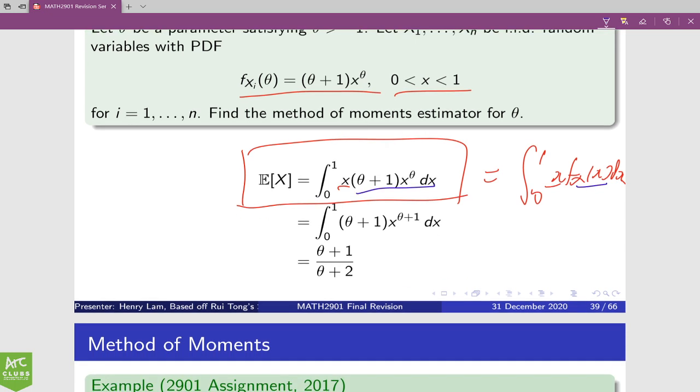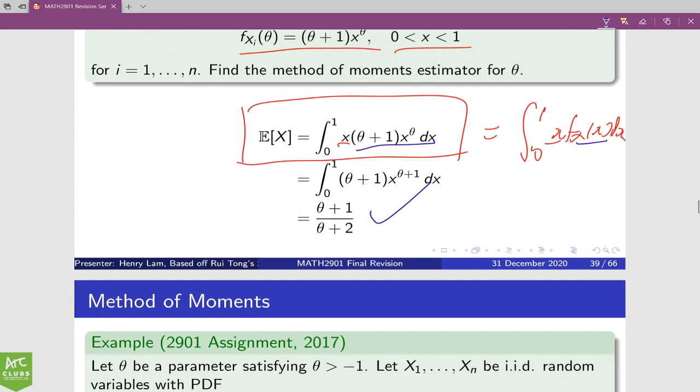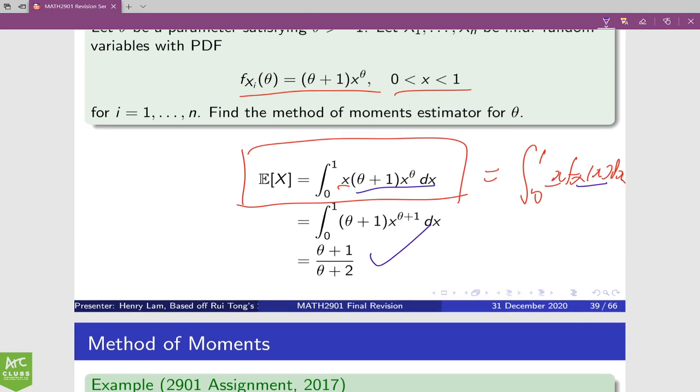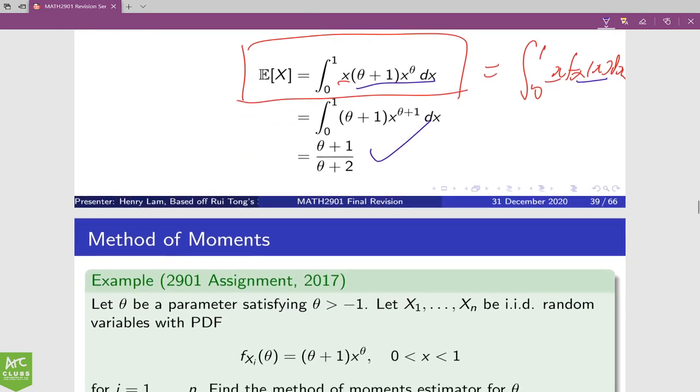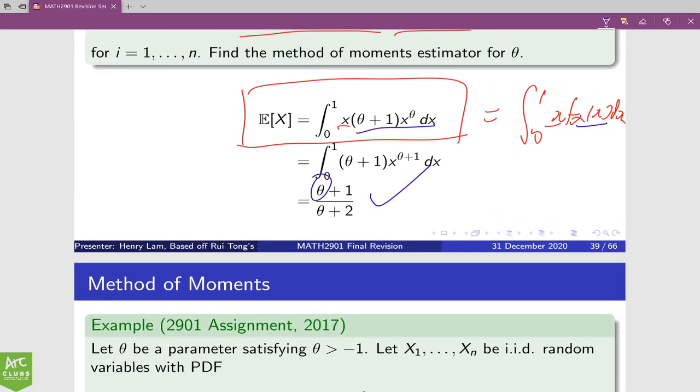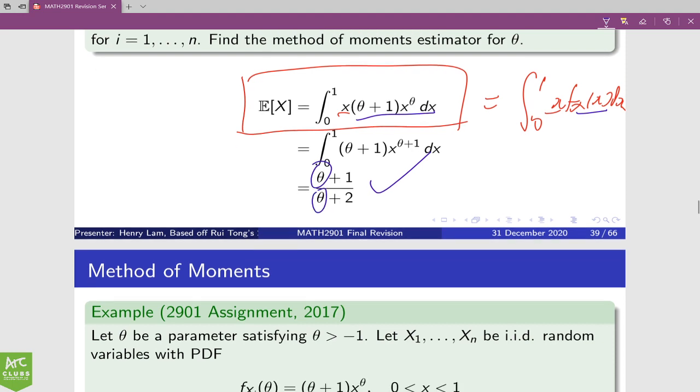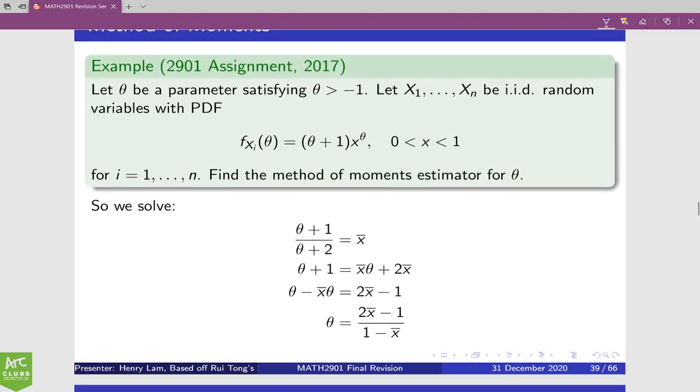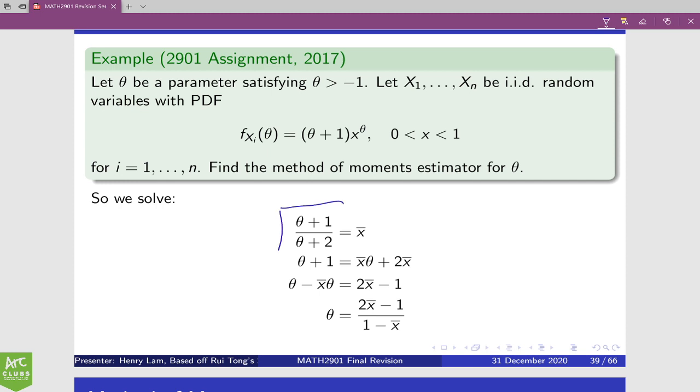And here you just kind of use integration, right? Notice this is a very simple integration. Bring the power down, and you end up with this. So now you have the theoretical mean, right? And clearly it's in terms of the parameters, or the parameter in this case. And so you just match up the theoretical versus the estimated.